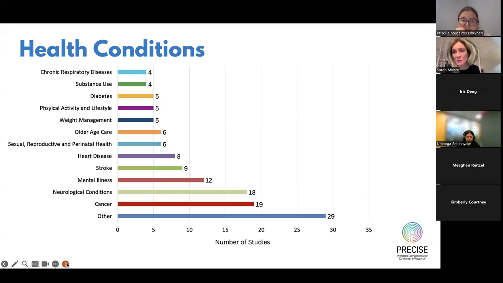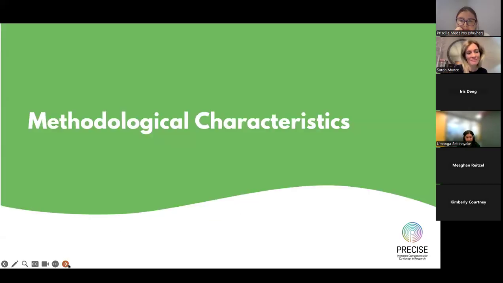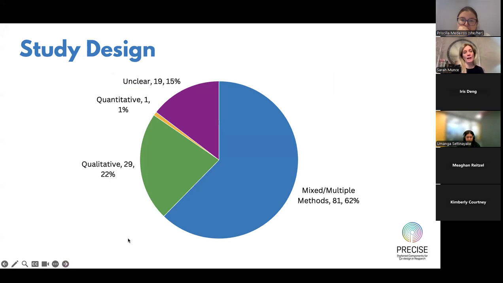Again, the health conditions included are various, but most of the studies were in cancer, neurological conditions, and mental illness. In terms of the methodological characteristics, and again, perhaps not surprisingly, 62% of the included studies were mixed or multiple methods, or at least characterized as such. Interestingly, in 15% of the studies, the actual study design was unclear. And what I mean by that was what was only reported was that workshops or meetings were held. So ambiguity in the study design used.